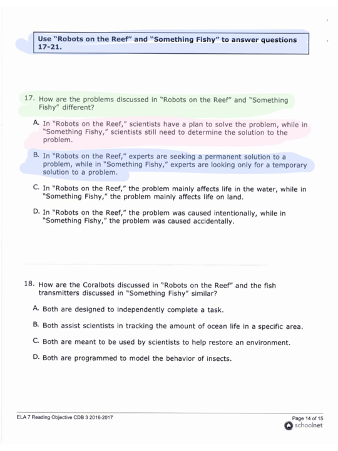B. In Robots on the Reef, experts are seeking a permanent solution to a problem, while in Something Fishy, experts are looking only for a temporary solution to a problem. C. In Robots on the Reef, the problem mainly affects life in the water, while in Something Fishy, the problem mainly affects life on the land. D. In Robots on the Reef, the problem was caused intentionally, while in Something Fishy, the problem was caused accidentally.